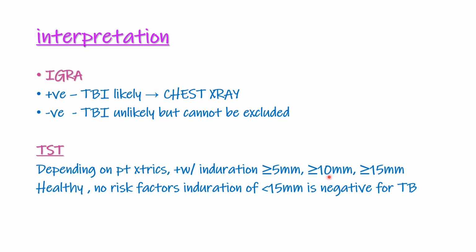Patients who have intermediate risk for getting TB, if the induration is greater than 10, we take it as positive. Patients with greater than 15, we also take it as positive. However, in patients who are healthy with no risk factors, an induration of less than 15 mm is negative for TB.